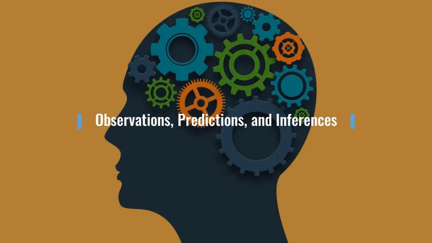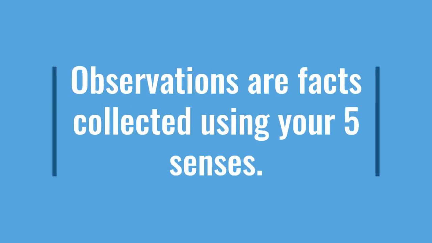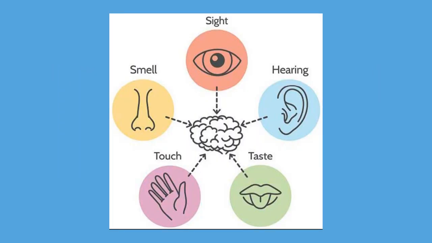In this video, you will learn about observations, predictions, and inferences. Observations are facts collected using your five senses. A fact is something that must be true. Your sense of sight, hearing, taste, touch, and smell help you to make those observations.